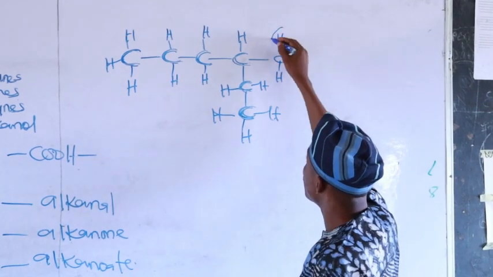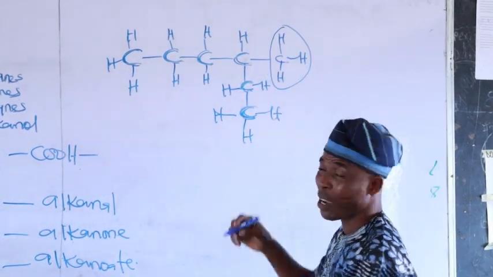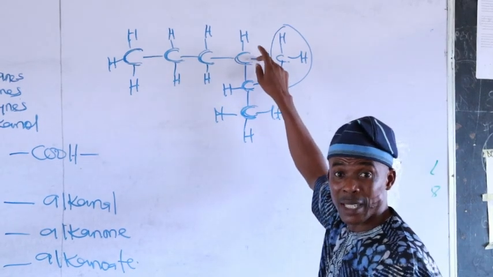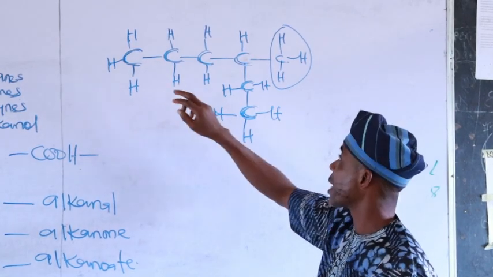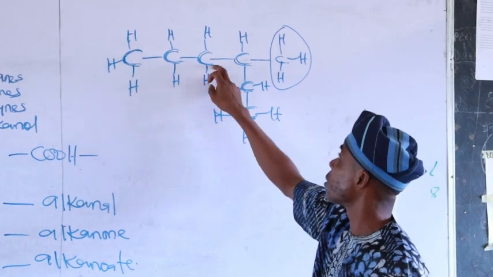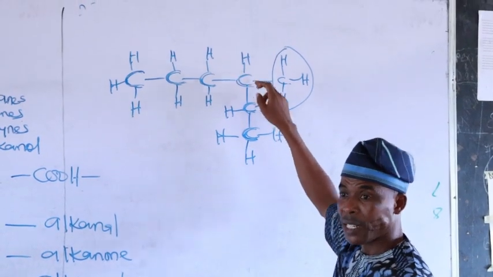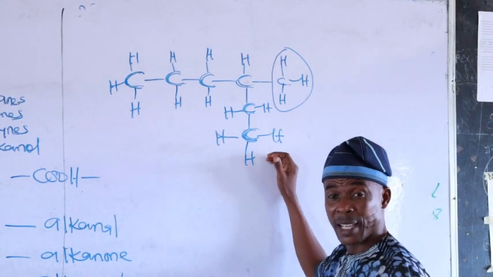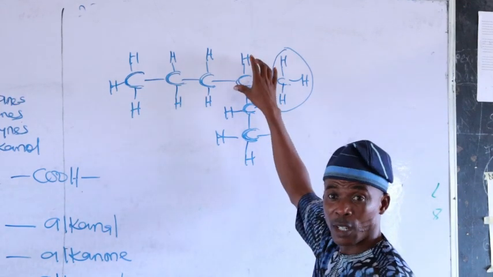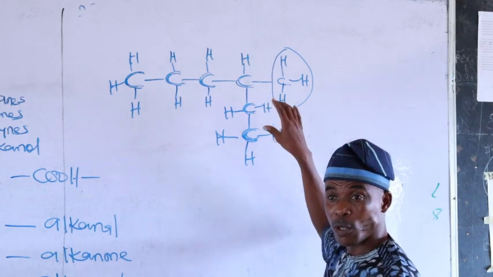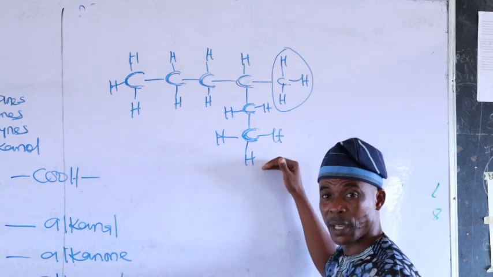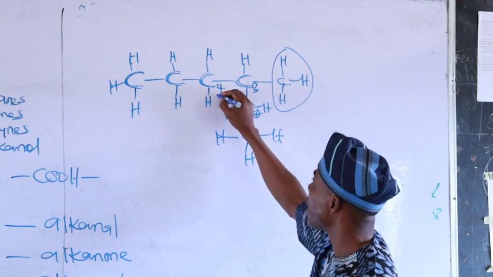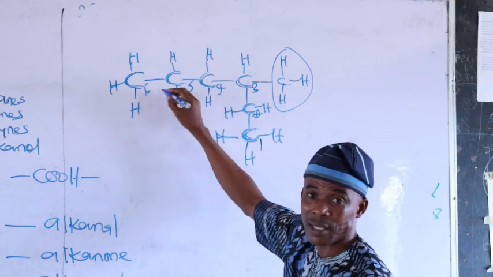So the numbering we want to do must start from the side that will give this carbon the lowest number. If I start counting 1, 2, 3, 4, or we start from this side 1, 2, 3, you see that starting here gives this carbon the lowest number. So it is compulsory for you to start numbering from here. So we have 1, 2, 3. This number that we are writing here is referred to as the locant.